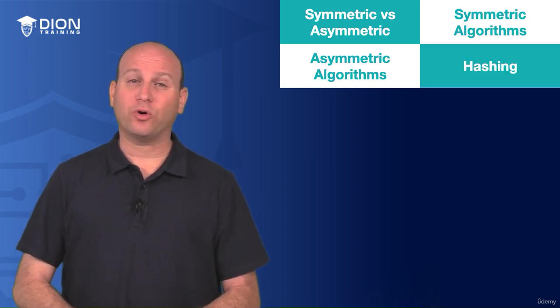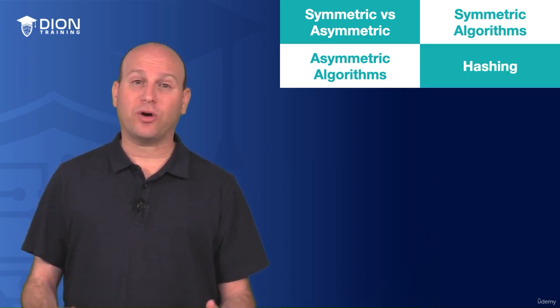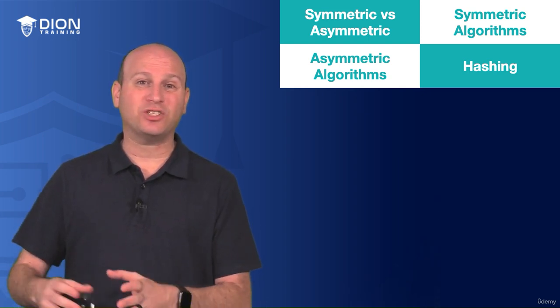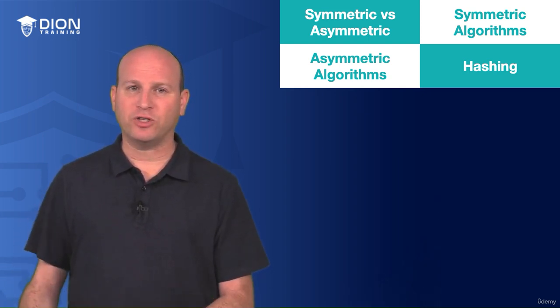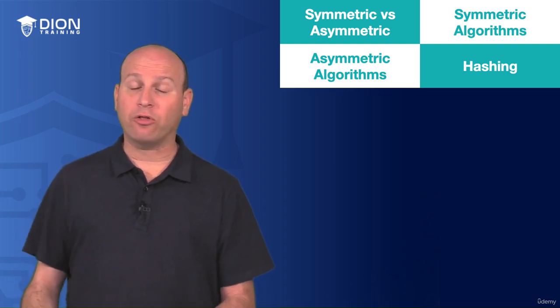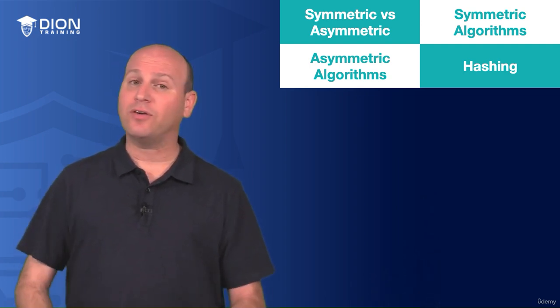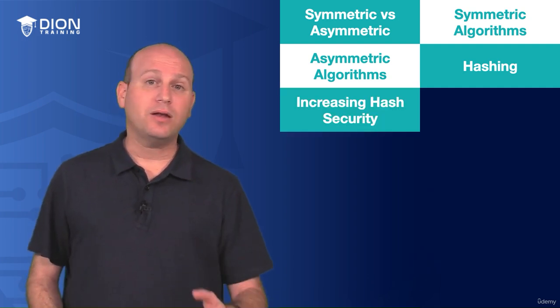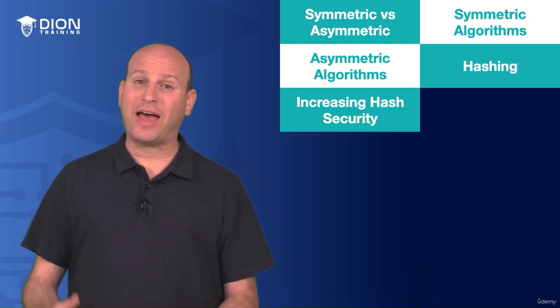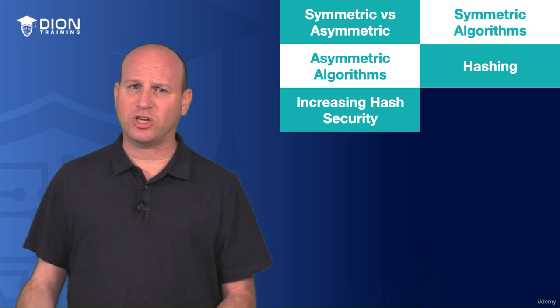After that, we'll explore the world of hashing. Hashing is a process that converts data into a fixed-size string of characters, which we call a message digest, using a hash function. There are various types of hashing algorithms we're going to cover, including MD5, the SHA family of hashes, RIPEMD, and HMAC. Next, we're going to take a look at various types of hashing attacks and how to increase your hash security.